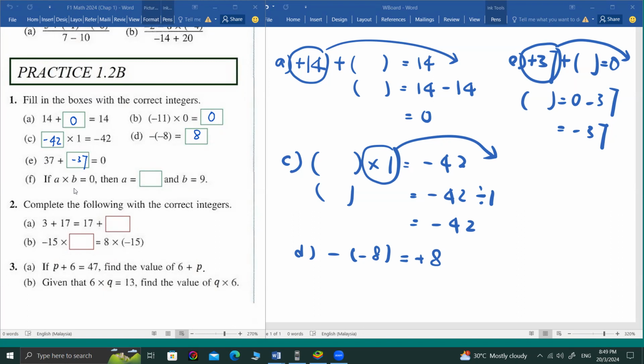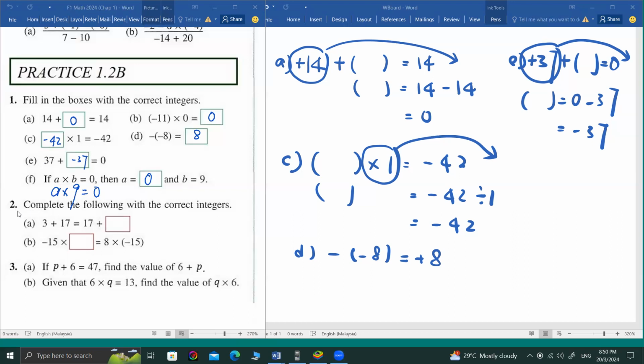If B is 9, okay, I write here to show you. See? If B is 9, 9 times what is 0? 0, right? 看到吗？Anything times 0 will be 0, so A will be 0. That's what I mean. Okay, just fill the box there. 只是 fill 那个 box 就可以了哈. Got it, all of you? Okay, next.